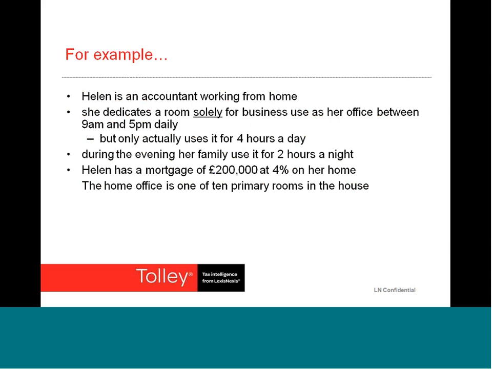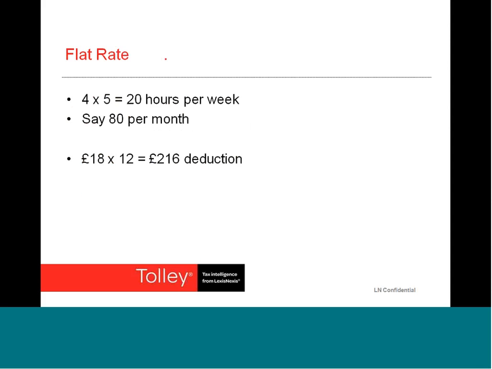She's got 10 rooms in her house, of which the home office is one of those rooms. She's got some other expenses, council tax, insurance as well. Now, under the flat rate scheme, she's working what? 4 hours a working day, 5 working days a week, 20 hours a week, let's say 80 hours a month. That's more than 51 hours, so she's allowed to claim her £18 per month deduction. So for a 12-month accounting period, she can deduct £216 from her accounts as an expense to cover the use of the office at her home.